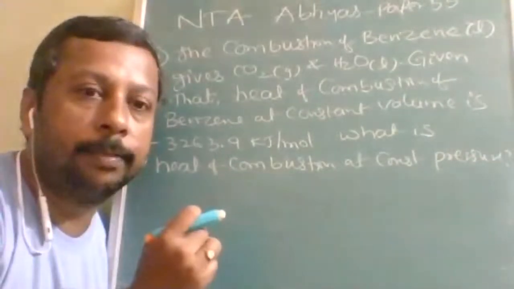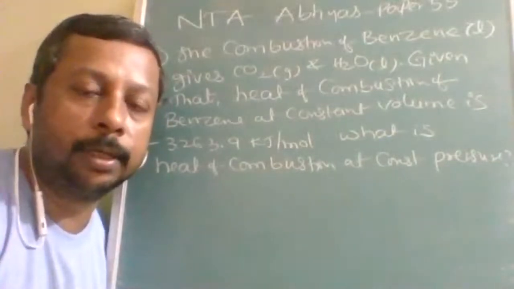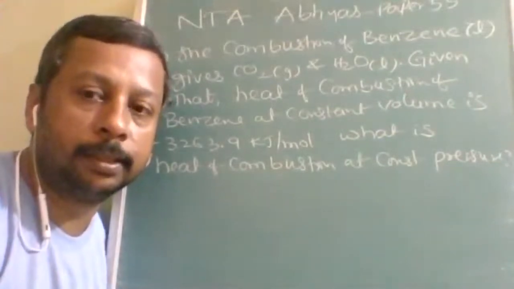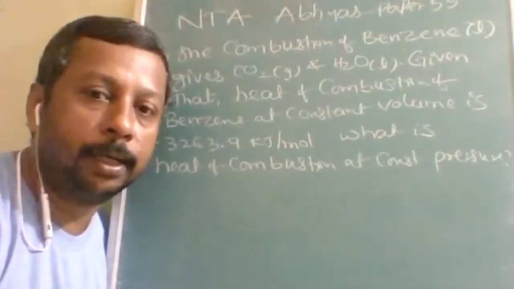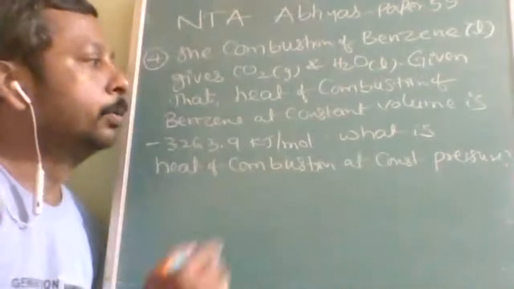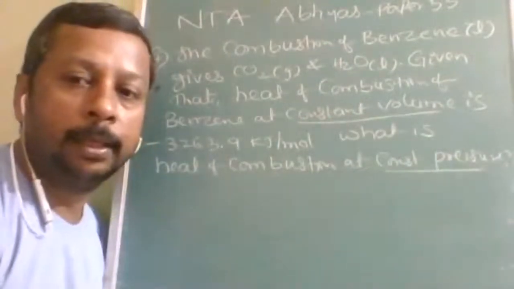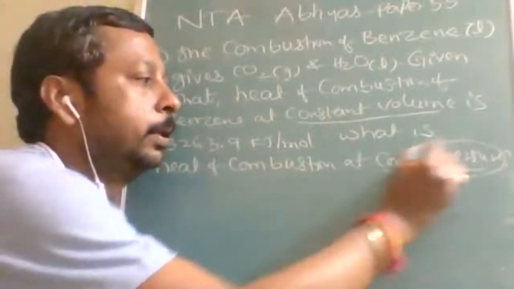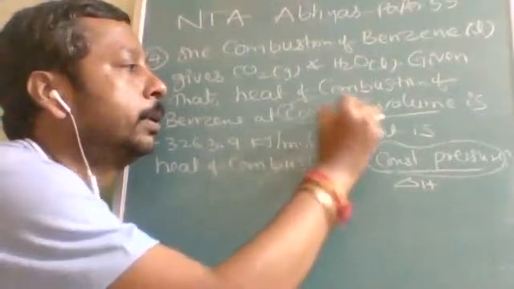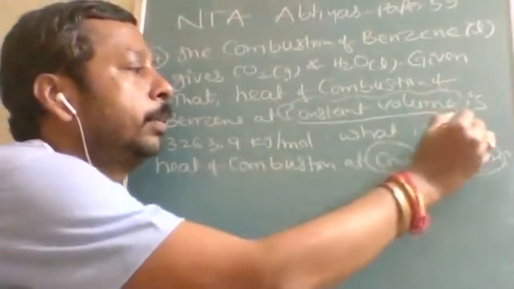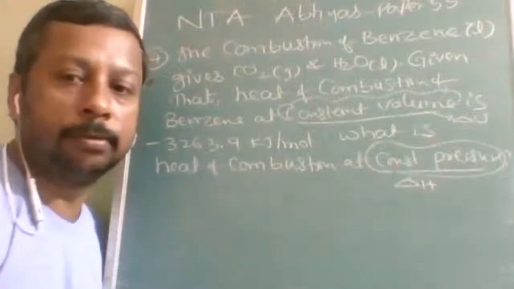Like in this case, temperature is not mentioned in the question, so you can take it as 25 degrees Celsius. When you convert it into Kelvin, you get 298 Kelvin. So the question is about constant volume and constant pressure. Heat at constant pressure is nothing but delta H. Heat at constant volume is nothing but delta U. So delta U is given, delta H you have to find out.